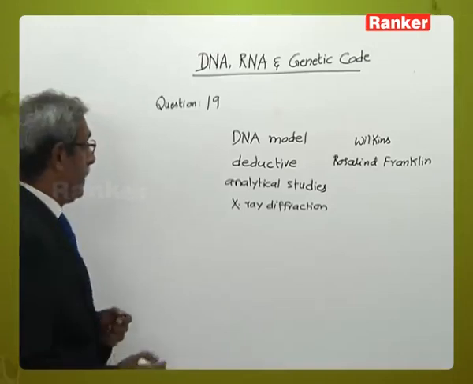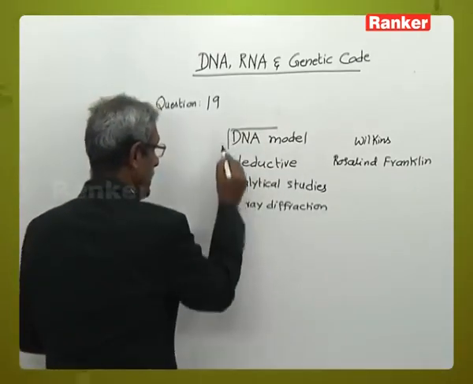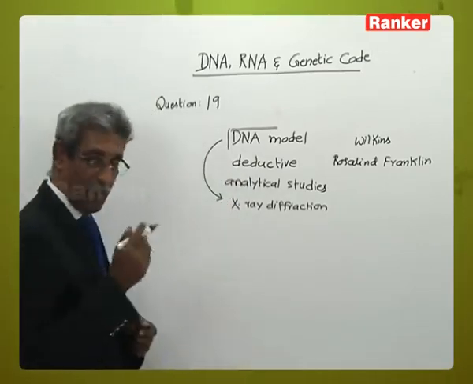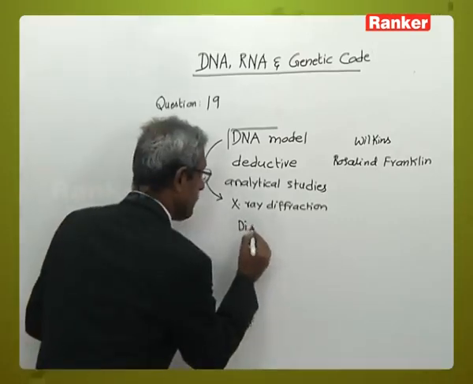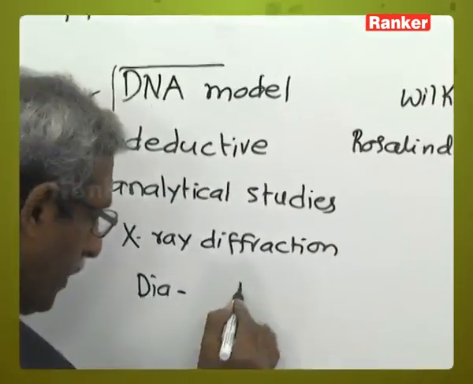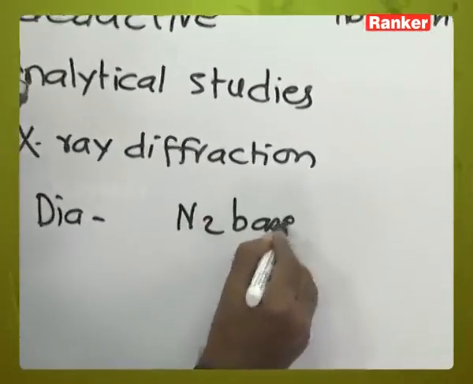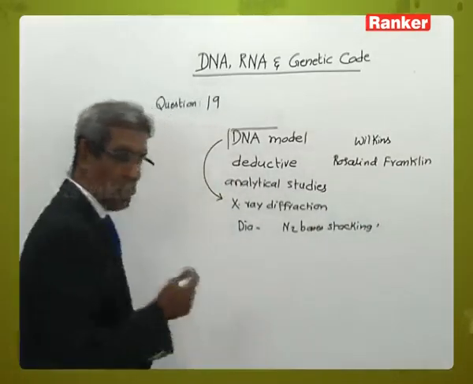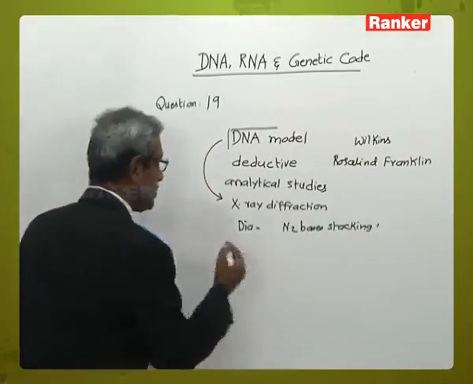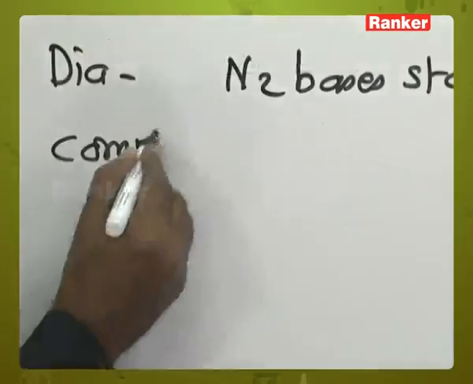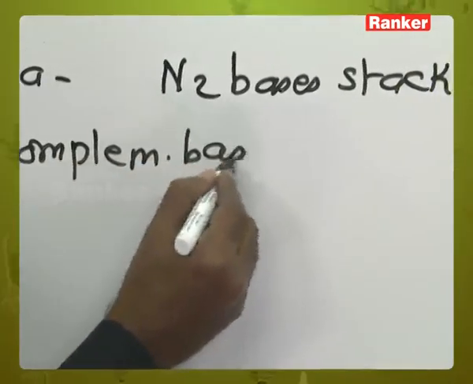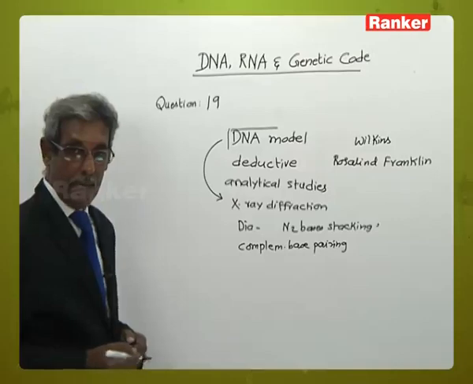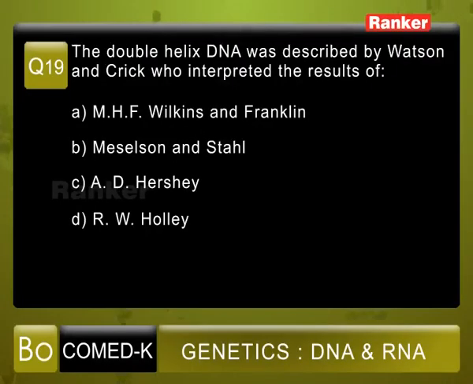Hence, for question 9, the DNA model is primarily deduced based on X-ray diffraction studies. The X-ray diffraction studies could exactly tell us about the diameter of the DNA and the stacking of the nitrogen bases, and it conclusively also proved that there is always a complementary base pairing. Hence, the right choice is A. The answer is A.